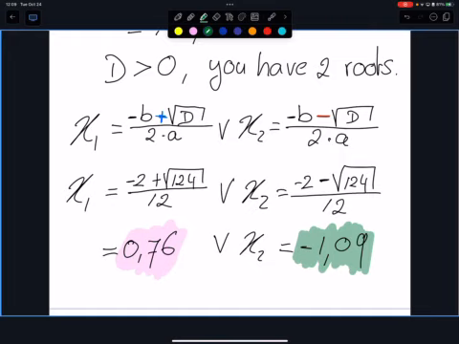Then 1.21. You might be dividing before.